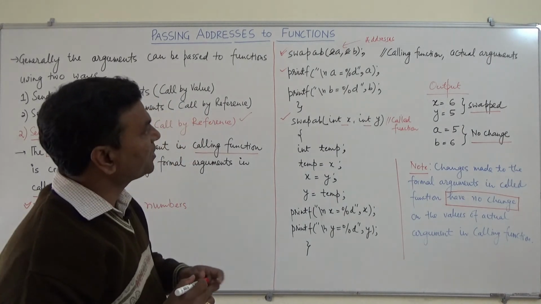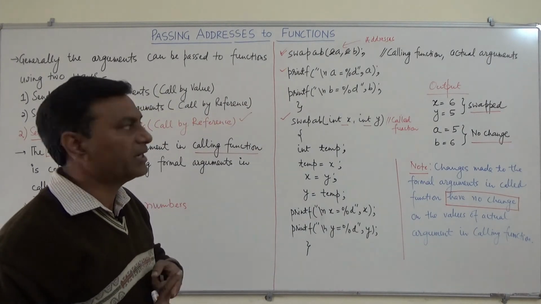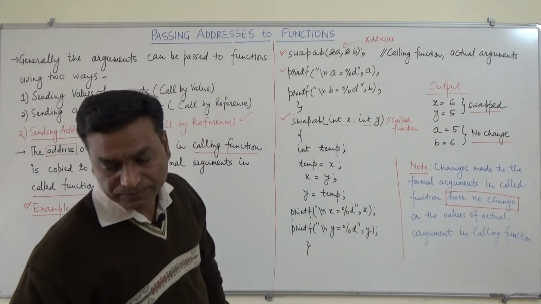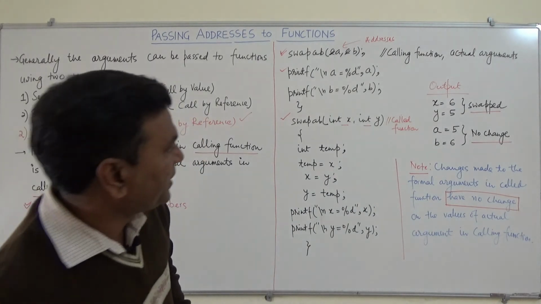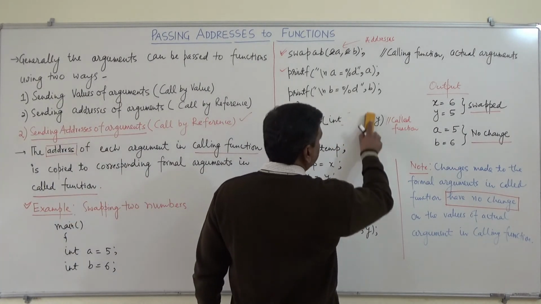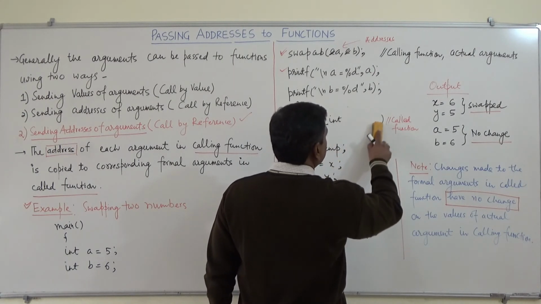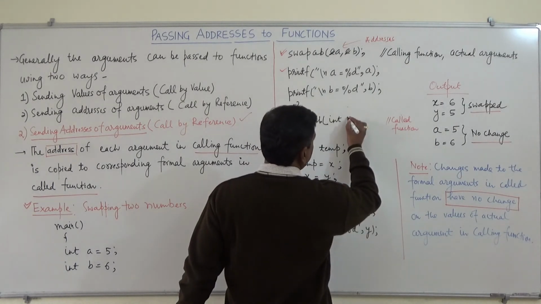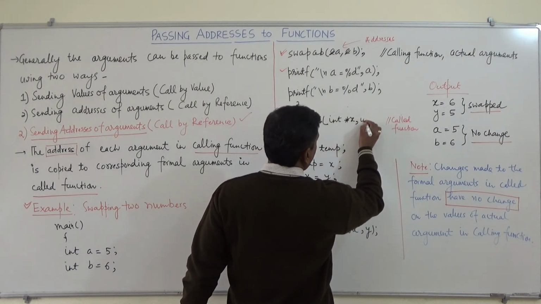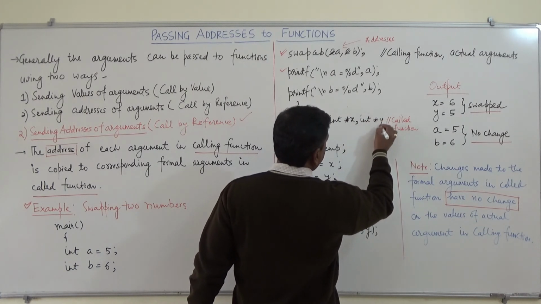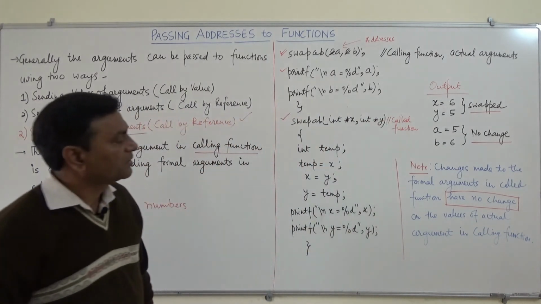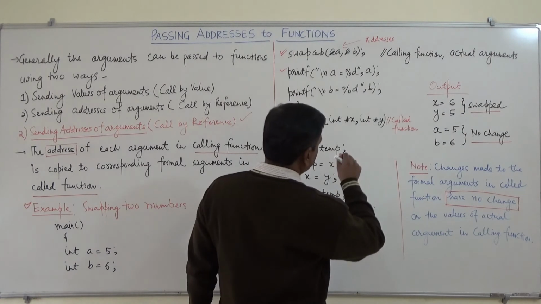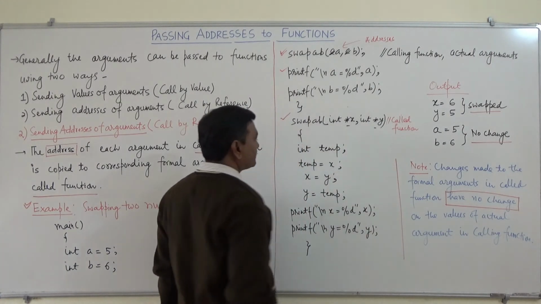So here what we will do, because we are passing the addresses, address of A and address of B, that's why we have to take the pointer variable here. So we will take two pointers here as the formal arguments. So we can take int asterisk x comma int asterisk y. So these are the formal arguments. Here we are taking two pointer variables x and y.